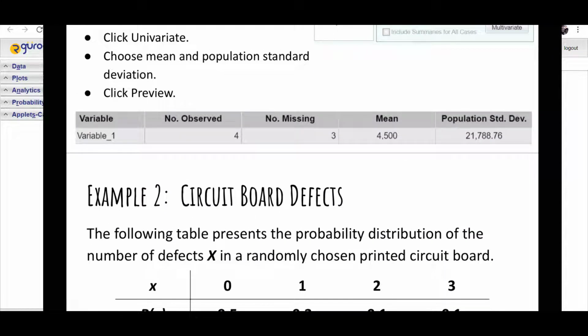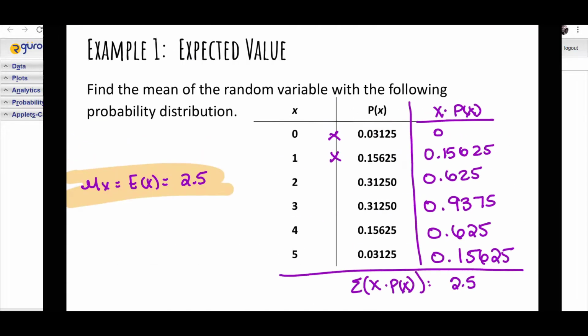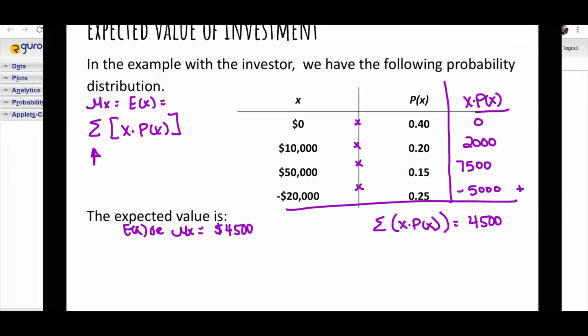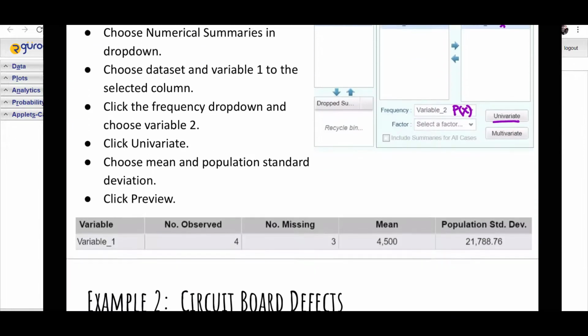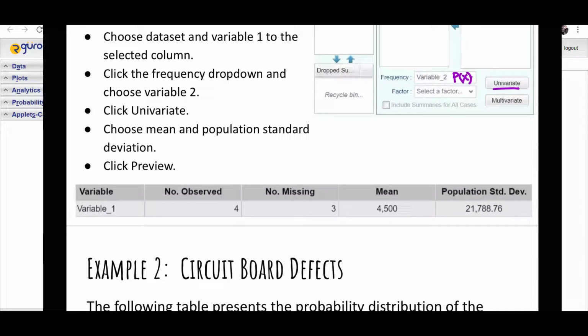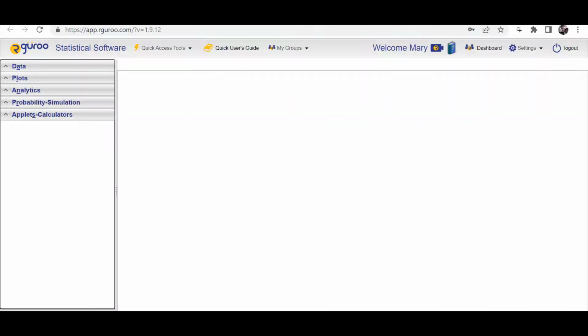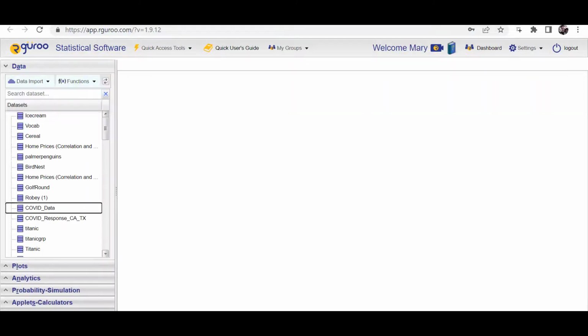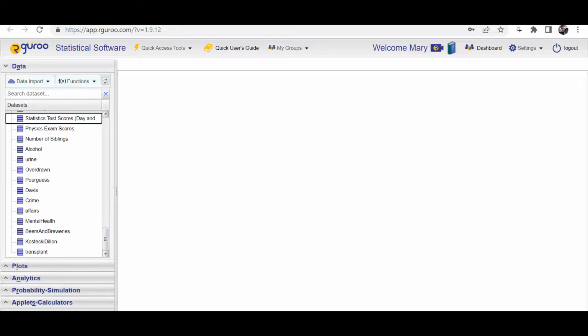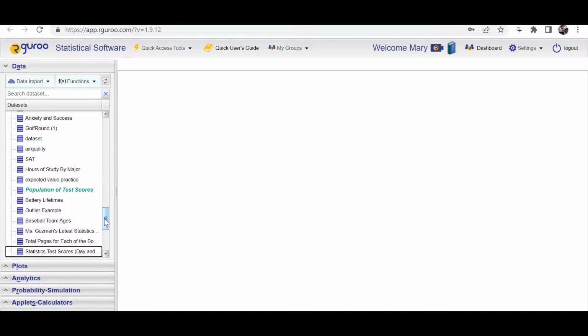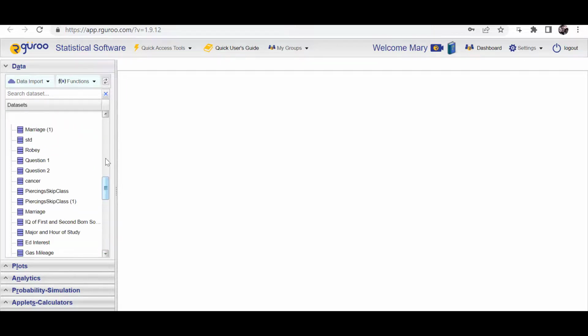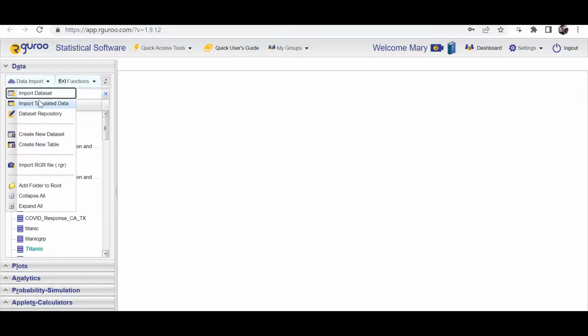This is just showing you that earlier problem that we did up here with the expected values. I just want to show you that I do have the same answer there. Let me see if I can show you on Rguroo. Let me see if I have the data set listed here, or if I need to create a data set. I'm not sure if I have it, so let's just go ahead and create it so that we can review how to do that. So I'm going to hit data, and then I'm going to click create data set.